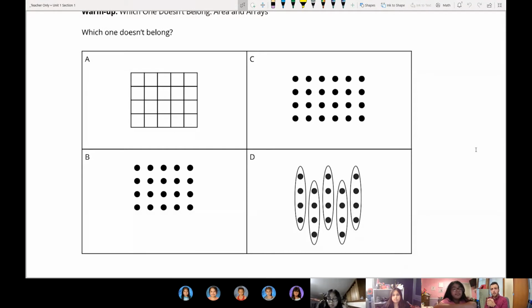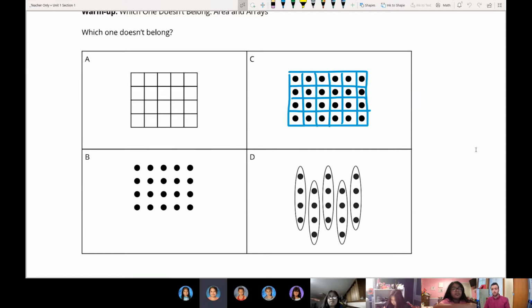As a little warm up, in your notebooks, you don't have to copy this down, but the question is, which one of these four images doesn't belong? And I should also make a quick adjustment here. I have my iPad here, and that's what I'm trying to work on to show you what I'm talking about. So let me make a quick change here. C is supposed to look like this. But for whatever reason, it doesn't. So it's just covered in squares as well as dots.